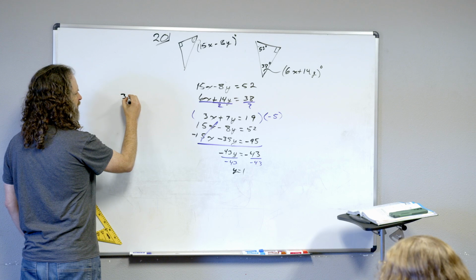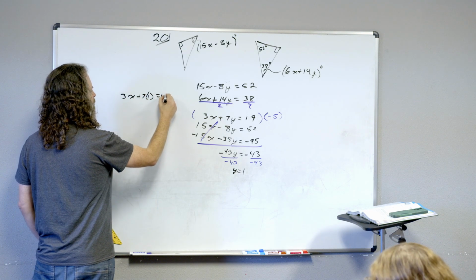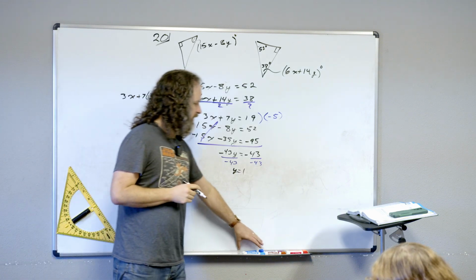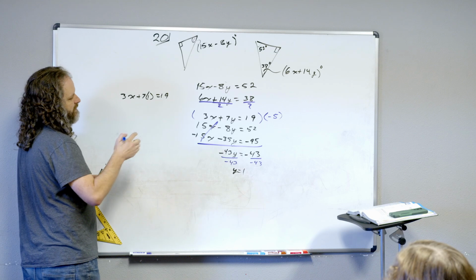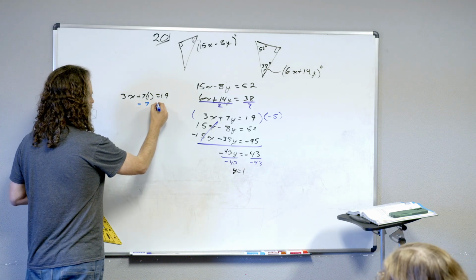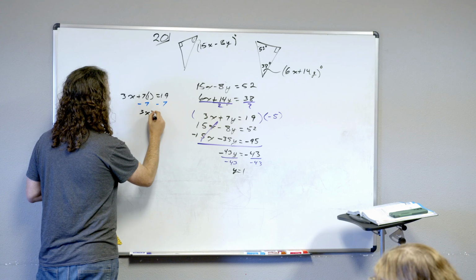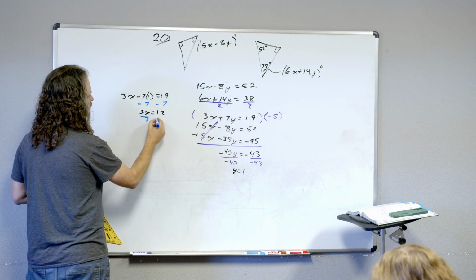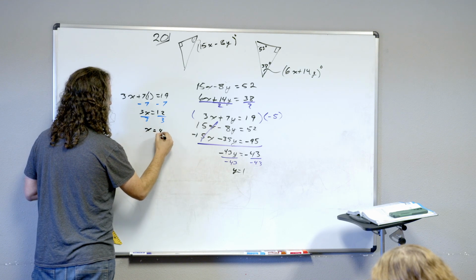So 3x plus 7 times 1 equals 19. 7 times 1 is what? 7. And so how do we get rid of that 7? Subtract it. Subtract 7 from both sides. So 3x equals 12. Divide by 3. And end up with x equals 4.